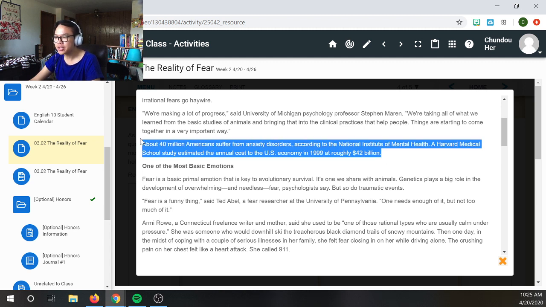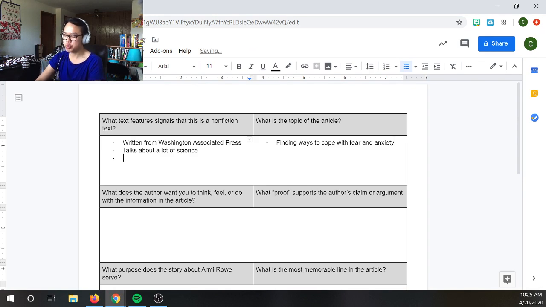Because it's using a lot of statistics and information, that also makes me think that this is a nonfiction story or a nonfiction article.